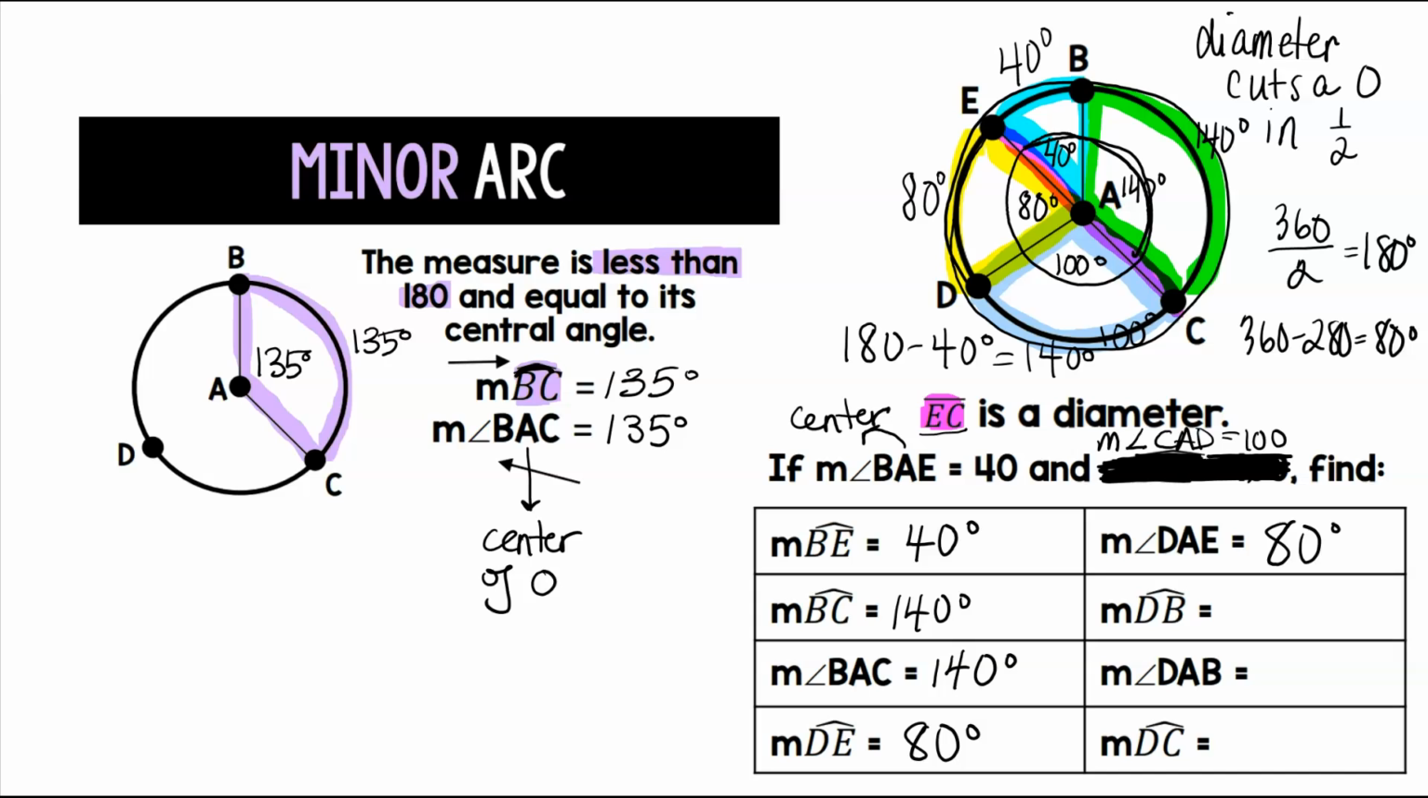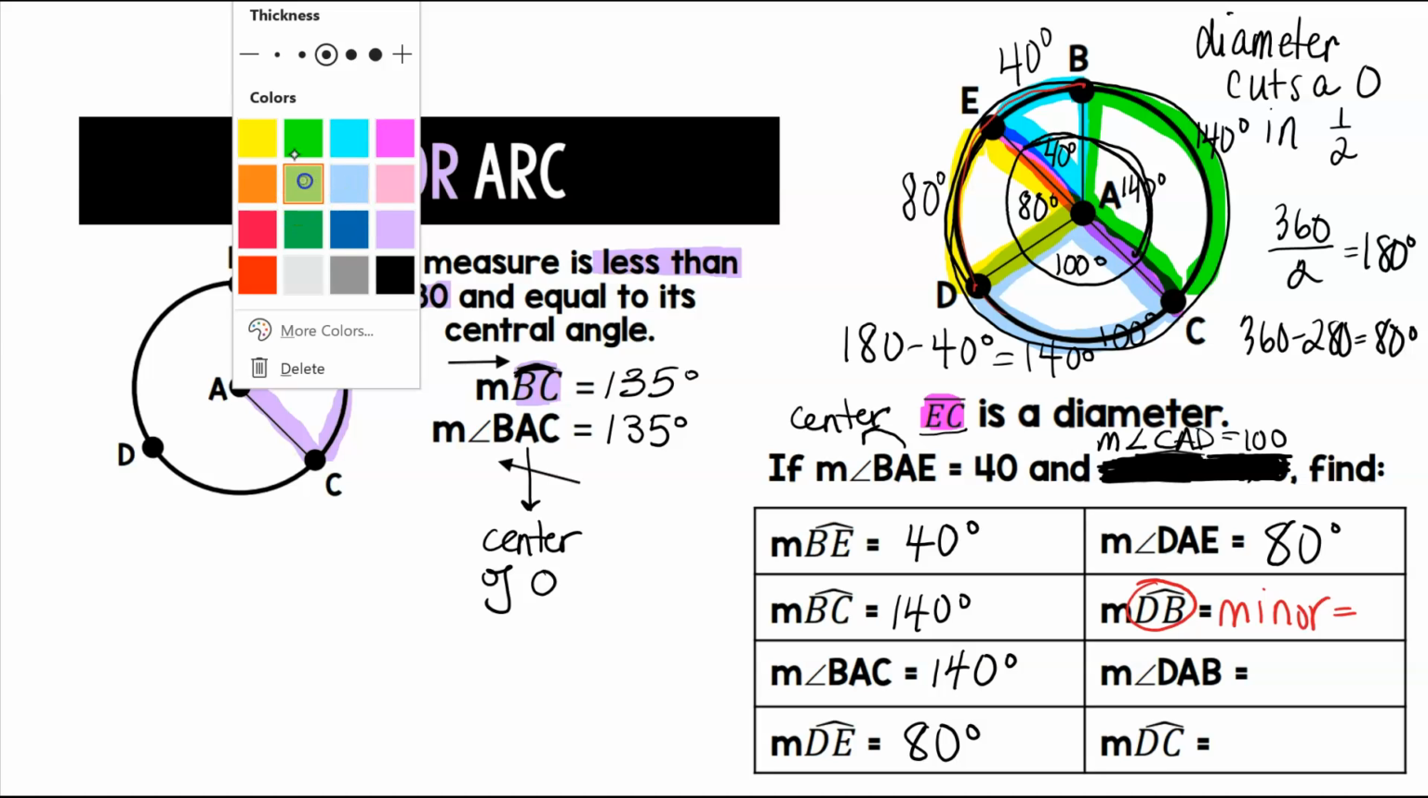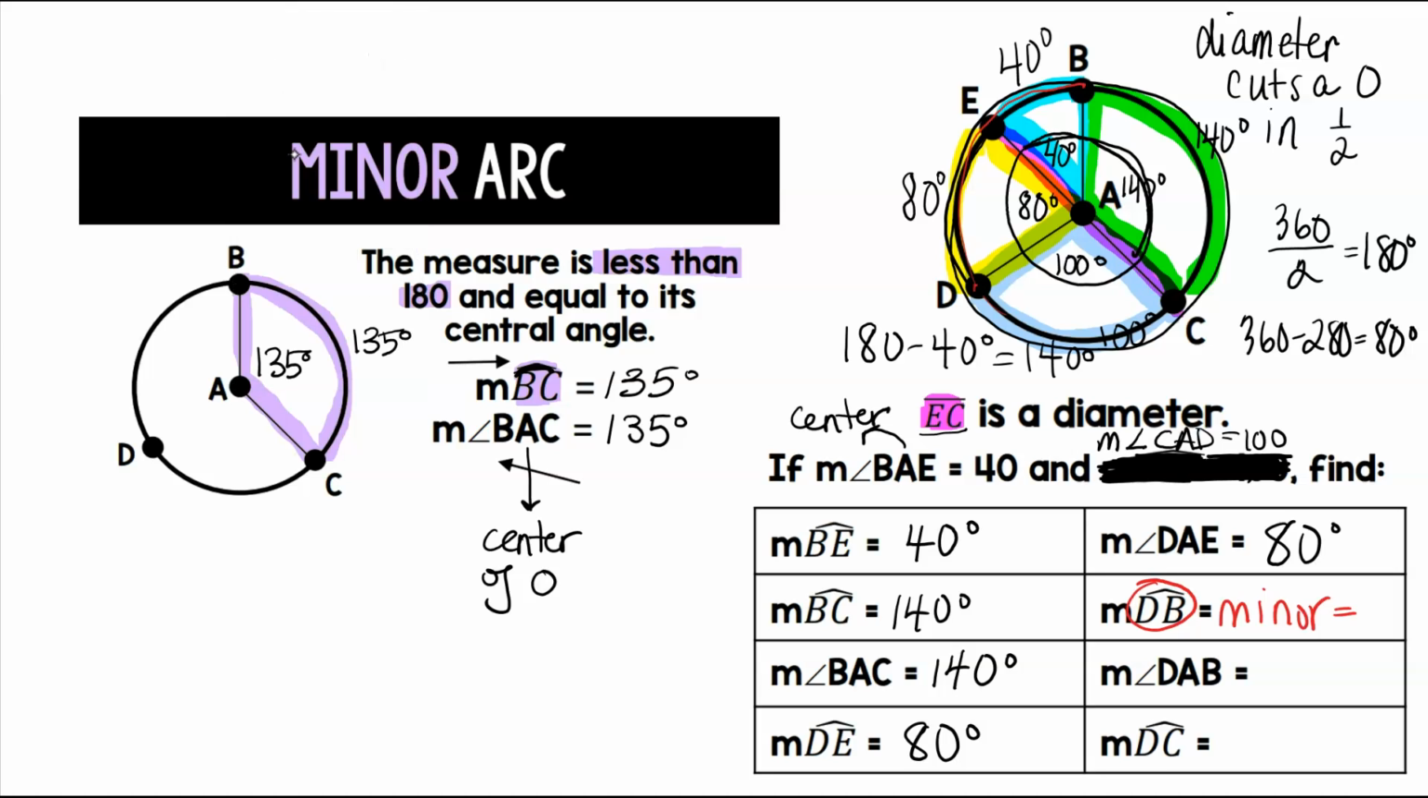So this next question is a good discussion. It asks us to find arc DB. Now, if I start at D and drive to B, I could either head through E to B or I could head down through C to B. If there are only two letters, it's referring to the minor arc. Minor meaning less than 180, which therefore means I should be using the direction from D through E to B.